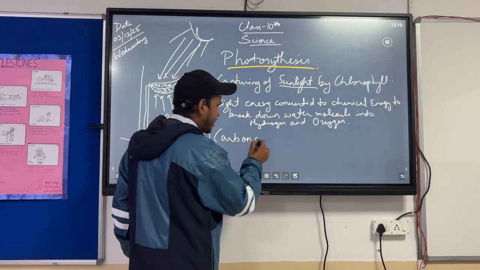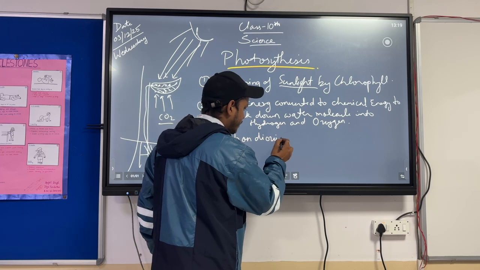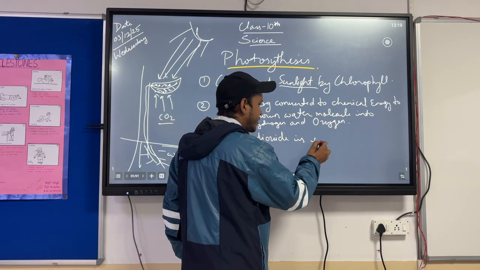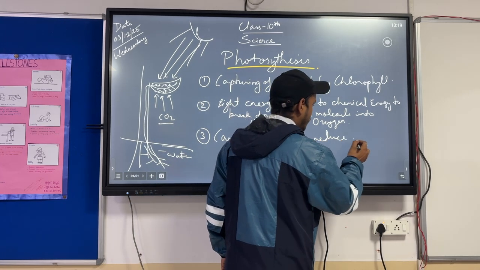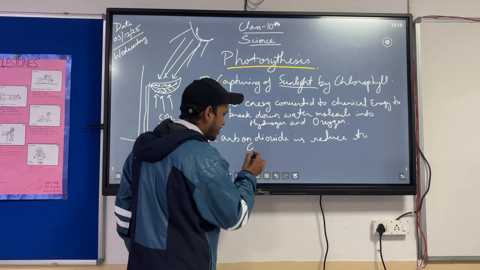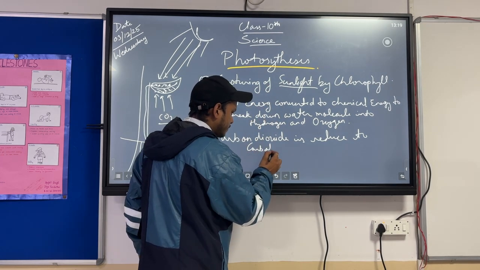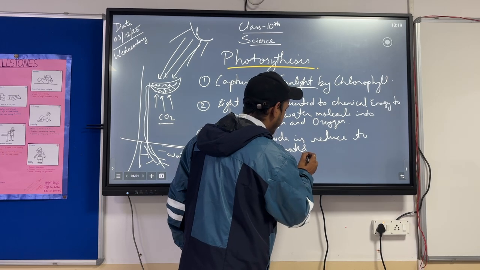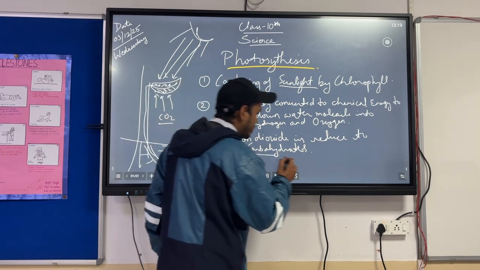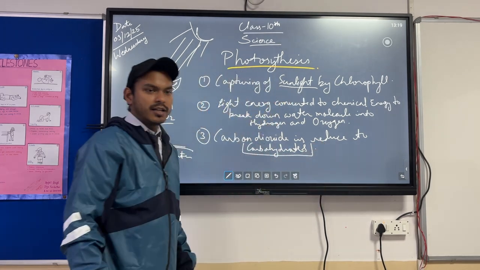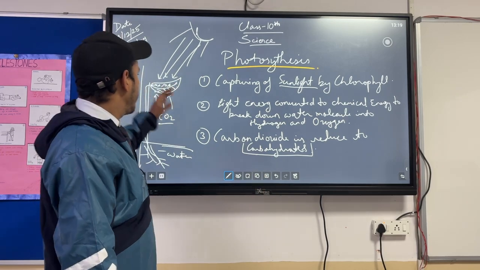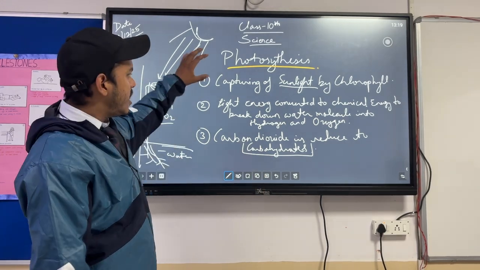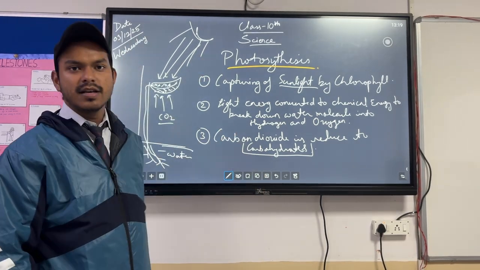Now that carbon dioxide is reduced to carbohydrates. This is the final step of photosynthesis. Now these carbohydrates are the food of plants. This is how the full photosynthesis process occurs.